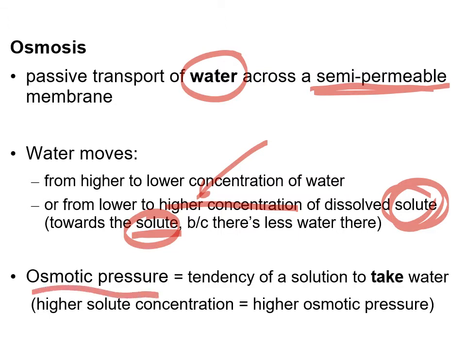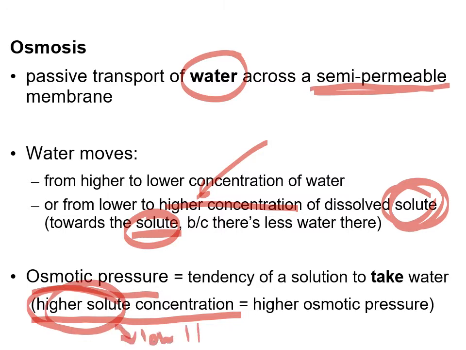This can create osmotic pressure, and again, this takes the water from an area of high concentration of water to an area of low concentration of water. If you have high solute, that's the same thing as saying low water, right? Because the solute's taking up all the space. So the water will move to the area that has high solute concentration through osmosis.